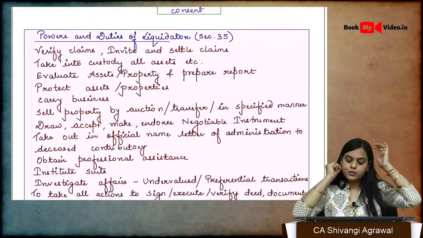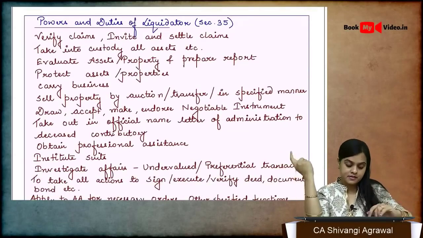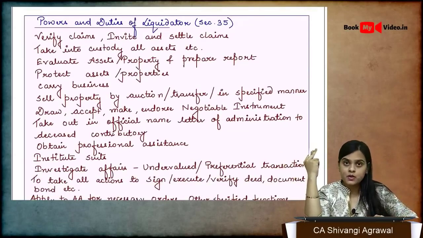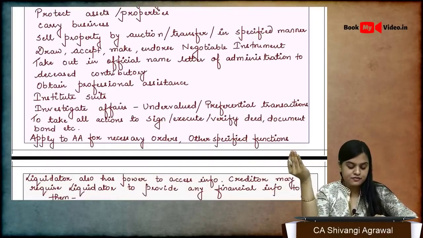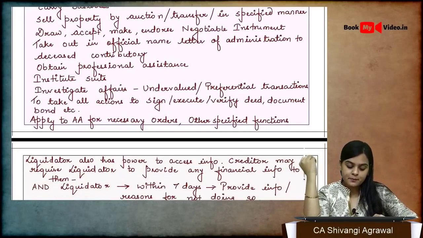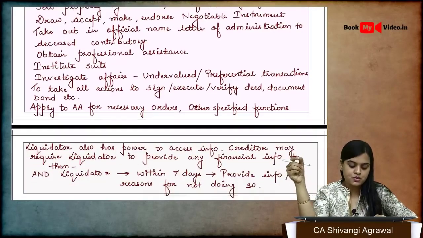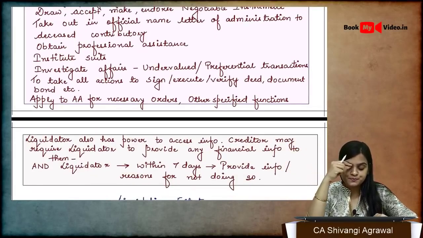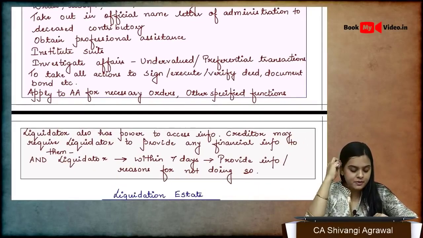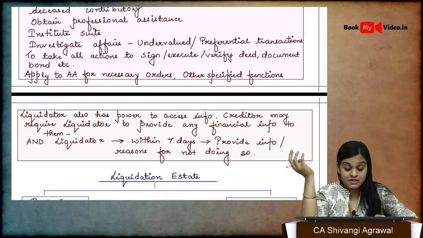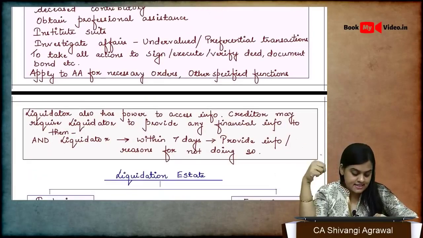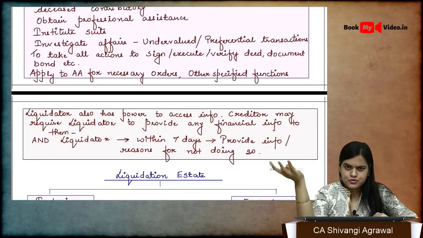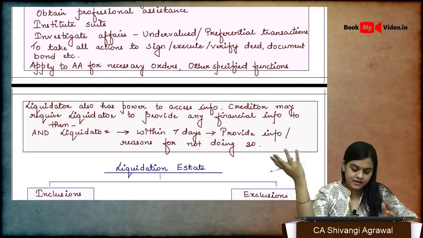What is liquidator going to do? He is going to verify the claims, invite the claims, settle the claims. He shall take into custody all the assets, protect those assets, carry on business if needed, until when needed, sell the property by auction, transfer, or any other manner. He can make negotiable instruments. He can take out in official name letter of administration to deceased contributory. I've explained this particular point in the class in detail. Obtain professional assistance if needed. He can institute suits, to file, to recover money and everything.